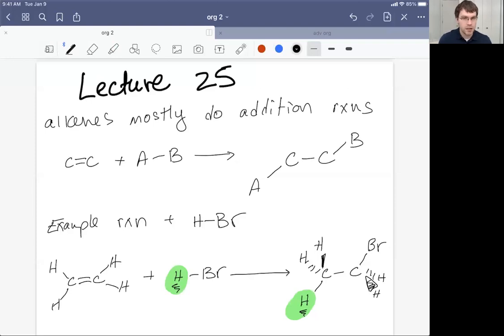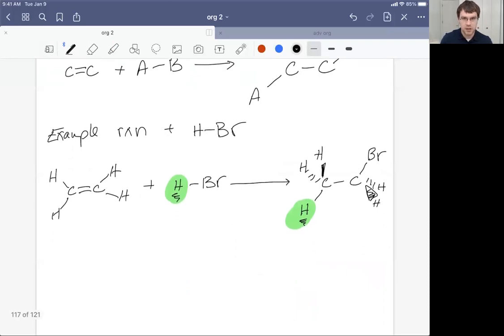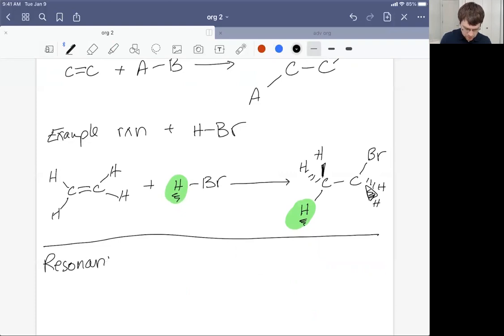Now, how do we understand this reaction? Well, what we should consider is actually a huge topic in organic chemistry, especially moving forward, and that is alternative depictions of the alkene. These are called resonance structures. Now, resonance structures are going to be a topic that we're going to hammer deeper and deeper and deeper into as we move through the course, okay?